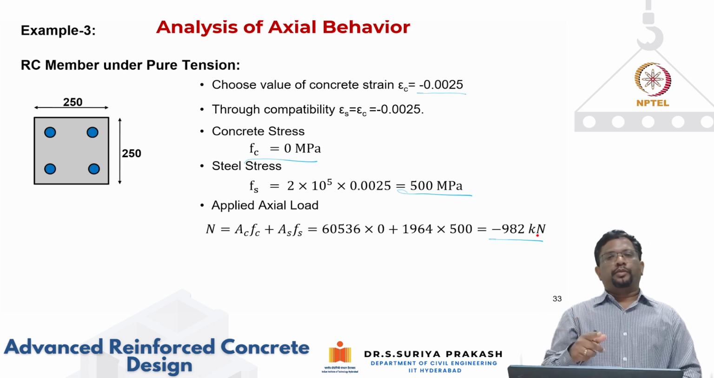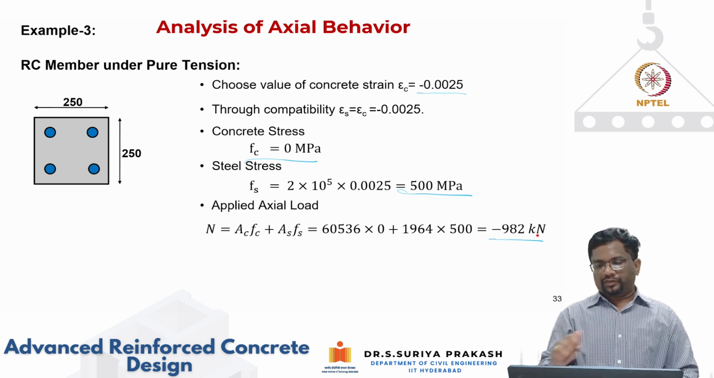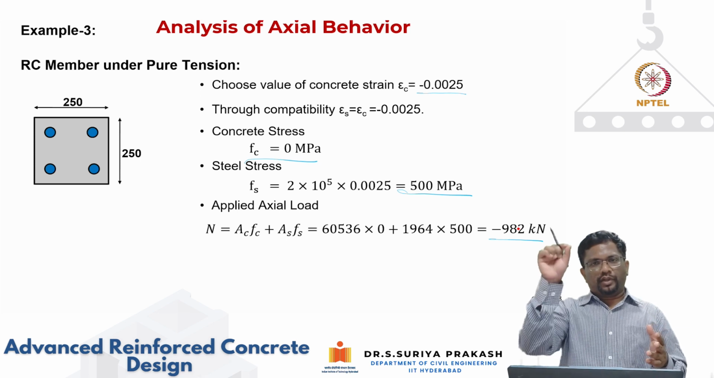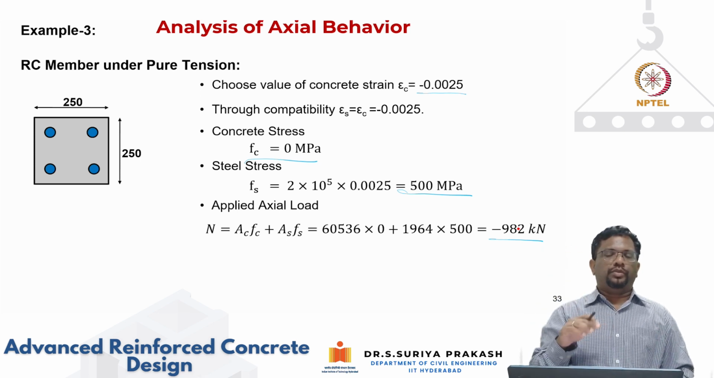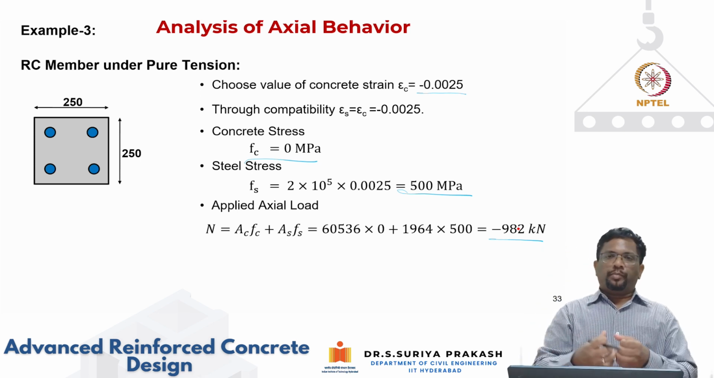The tension capacity is only determined by the amount of steel and the grade of steel that we are using. That is why the 982 kilonewton is not really changing, even though I am putting in high strength concrete. High strength concrete only helps in increasing the cracking load, but it is not going to play any role in the maximum tension force that it can offer.